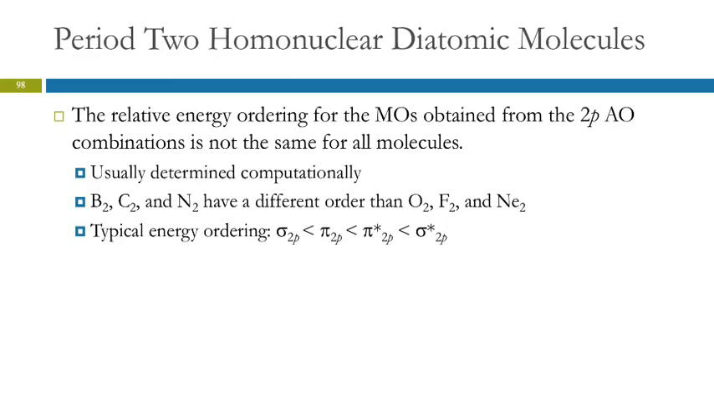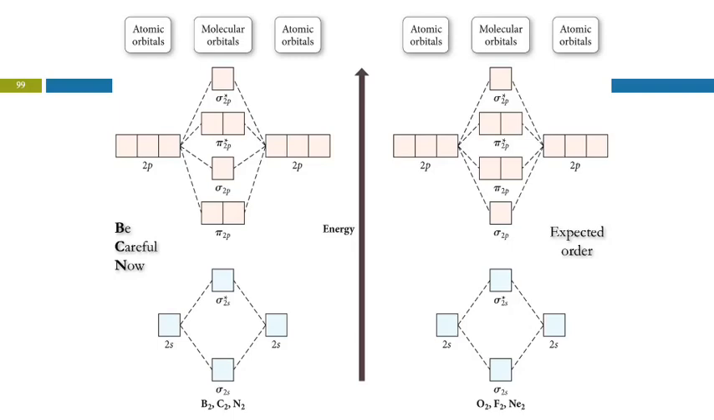Then just to make things fun, the relative ordering for those orbitals that we get from the 2p atomic orbitals isn't the same for all the atoms. It's determined using computers. Generally, boron, carbon, and nitrogen have different orders than oxygen, fluorine, and neon. The typical order is that the sigma bonding is lowest in energy, then the pi, then pi star, and sigma star. So this is the expected order.